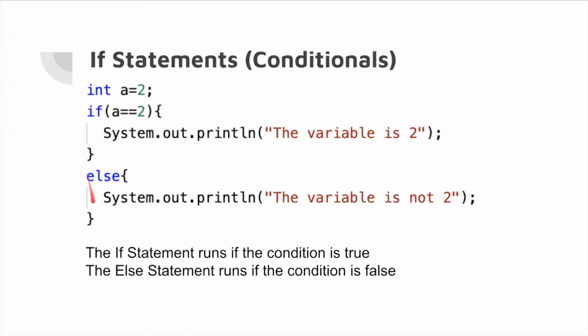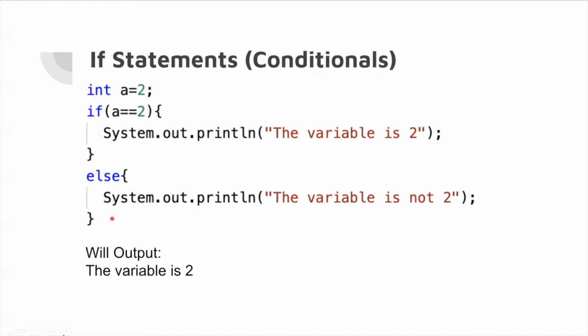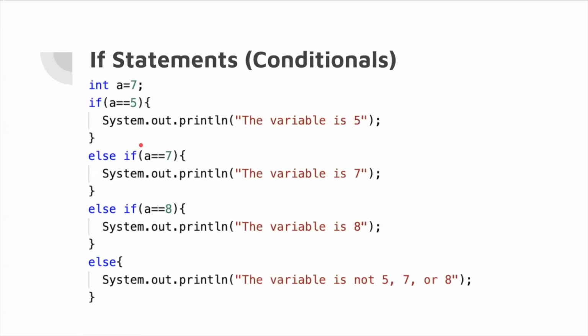So this code right over here will output the variable is 2 because A is 2. So this condition right over here is true. Therefore, it runs this block of code right over here. And then, so there's if statements, there's else statements, and there's also else if statements. So here's an example of a piece of code that uses else if statements.